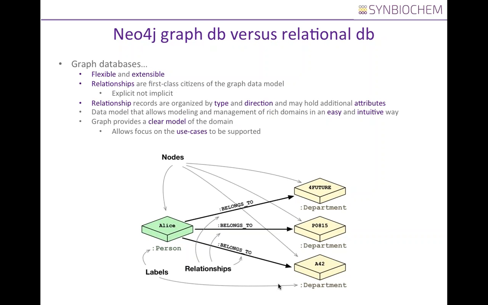Now this provides a very clear model of the domain, and it allows us to be focused on the kind of queries we want to ask of the database rather than getting bogged down in the technical issues of how we normalize tables and how we represent this with join tables. And it makes the process of querying the data a whole lot more simple.